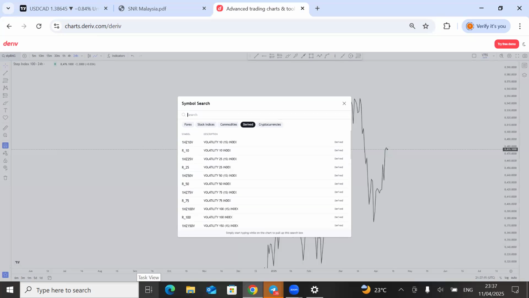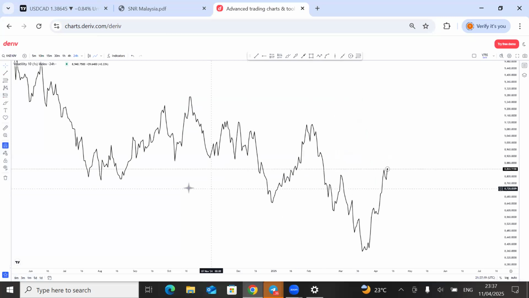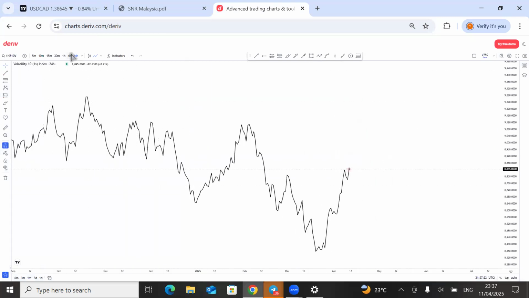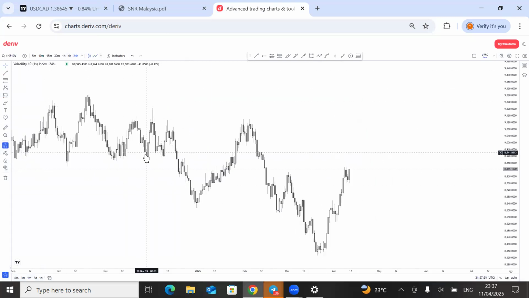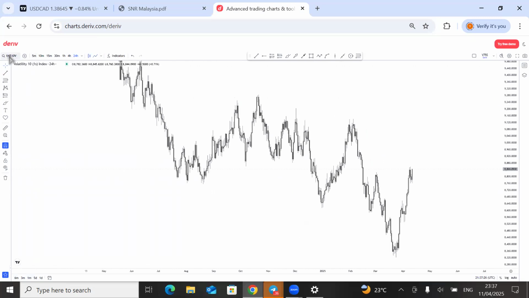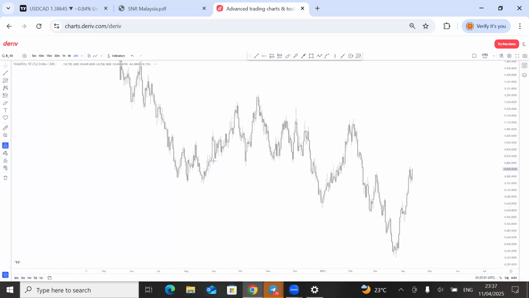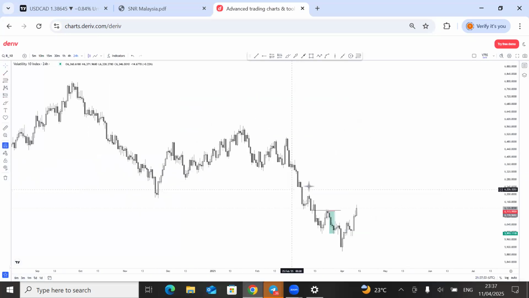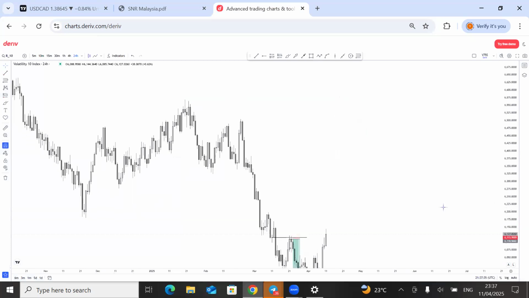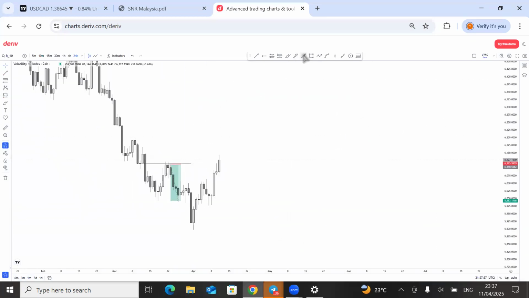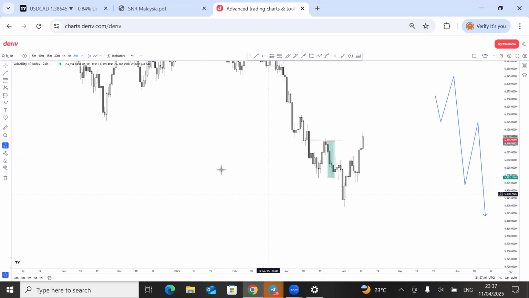I think it also works on volatility. Let's see volatility V10. Then this is the other type of key level you want to look out for. This one too. You also want to look out for key levels like this. Price comes back, taps into the key level and sells down. That's when the trend is actually bearish.